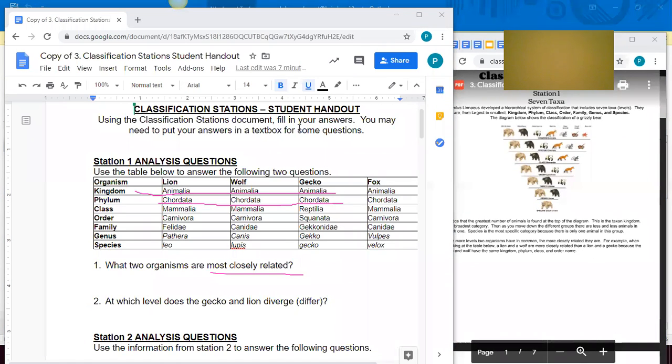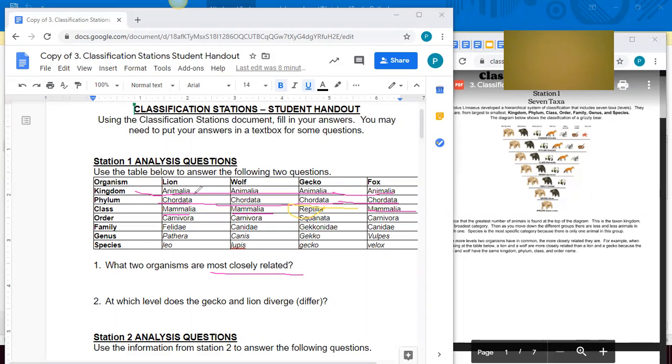So yes, backing up, they're all in the same animal kingdom. They're all in the same chordata phylum. And then when we get to class, we see divergence, or it's now diverging. The lion, the wolf, and the fox are all in the mammal or mammalia class, and the gecko becomes different right there. Okay, so this is where this reptile, or this gecko, now becomes a reptile. So it's now separating off.